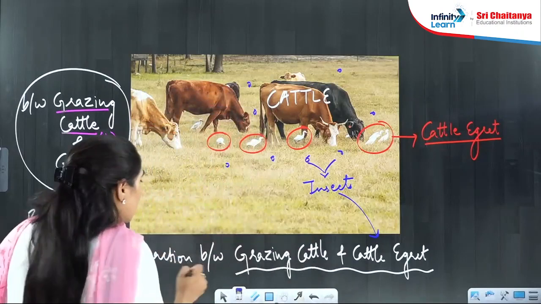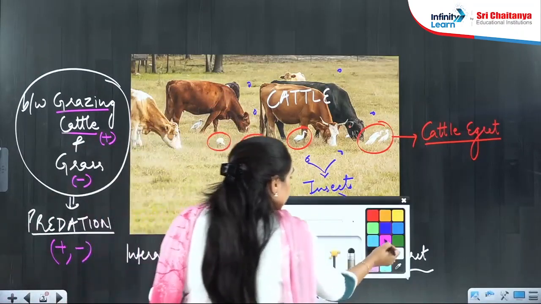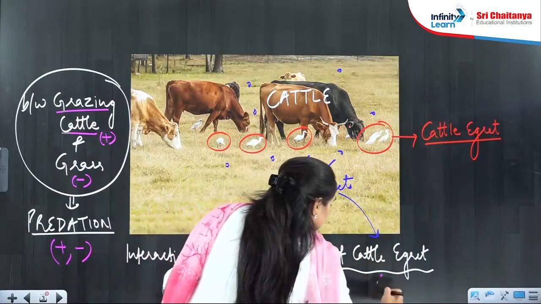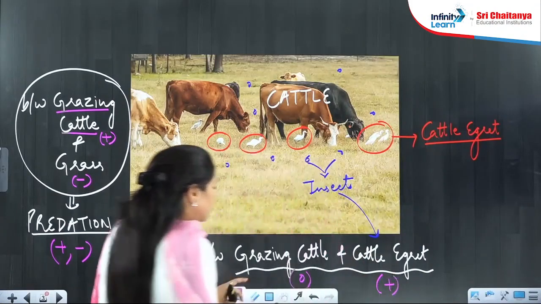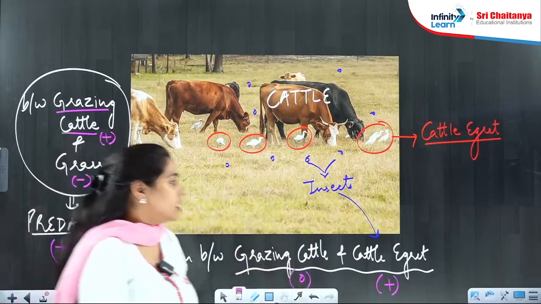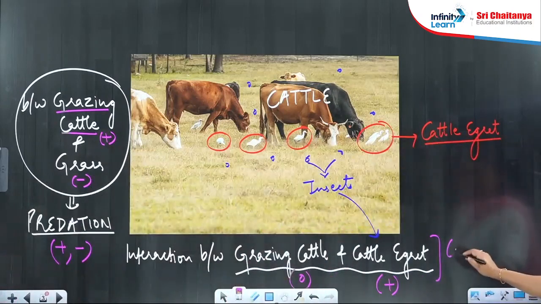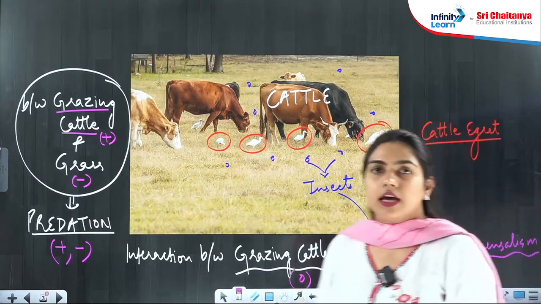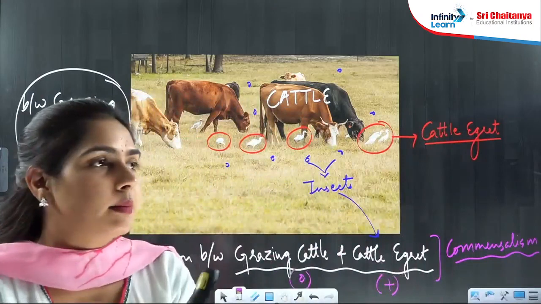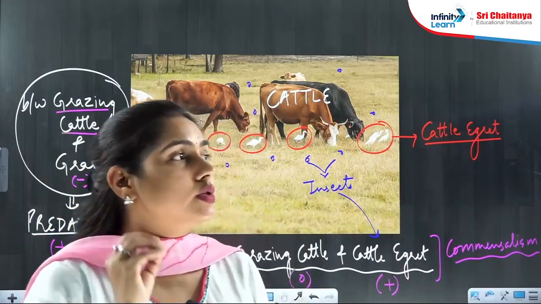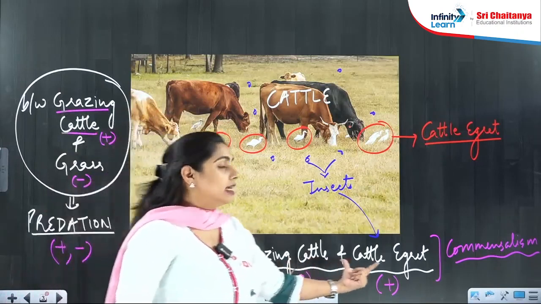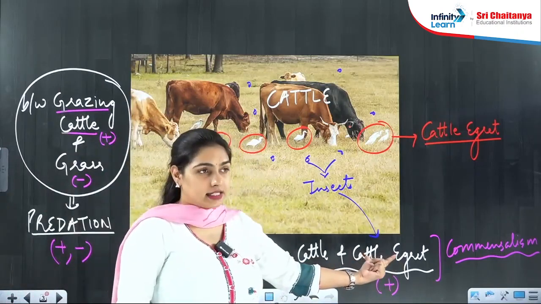Yes or no? So can we write grazing cattle is 0 here and cattle egret is plus here? This type of interaction is known as commensalism. Yes or no, everyone? If you have understood, please tell me. Cattle egret is getting the insects.